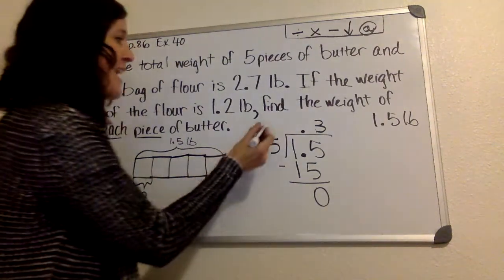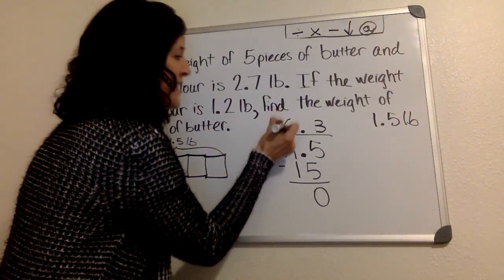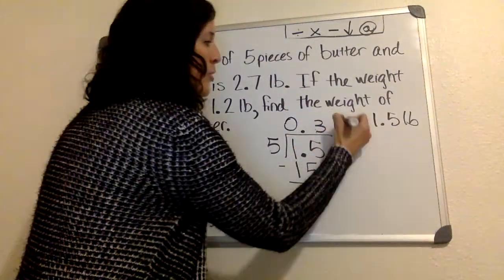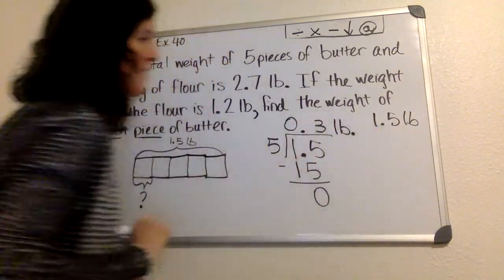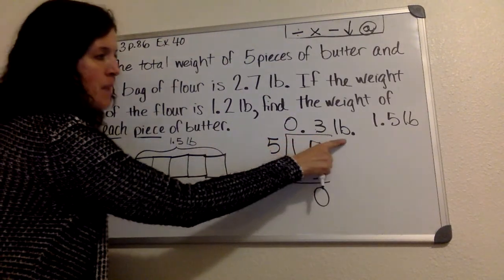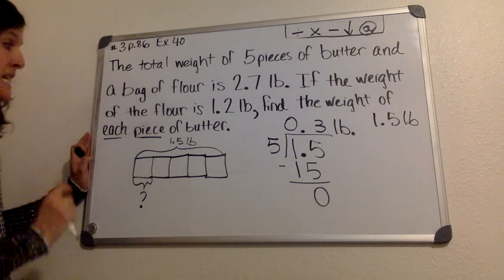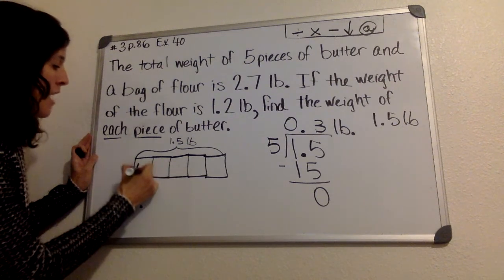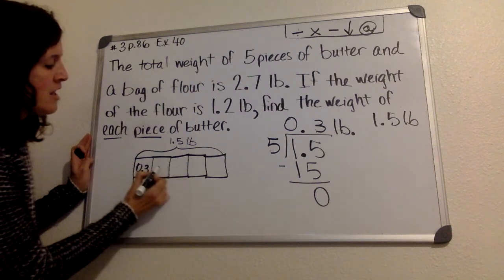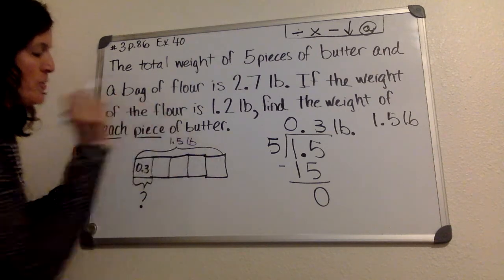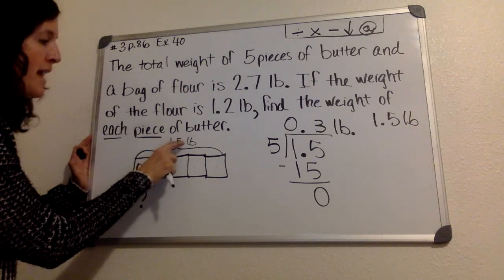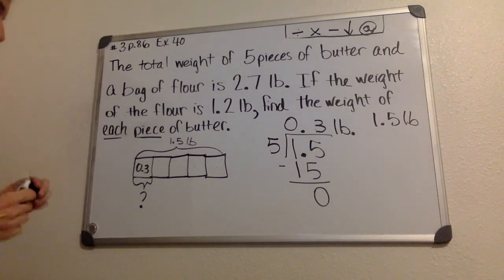How easy was that? Now, my class likes to add a little 0 here to make it pretty. And of course, I'm going to go ahead and put my unit there too. I have 3/10 of a pound for each piece of butter, 0.3. Then I could also fill in 0.3, 0.3, 0.3, 0.3. All together, those add up to 1.5 pounds.